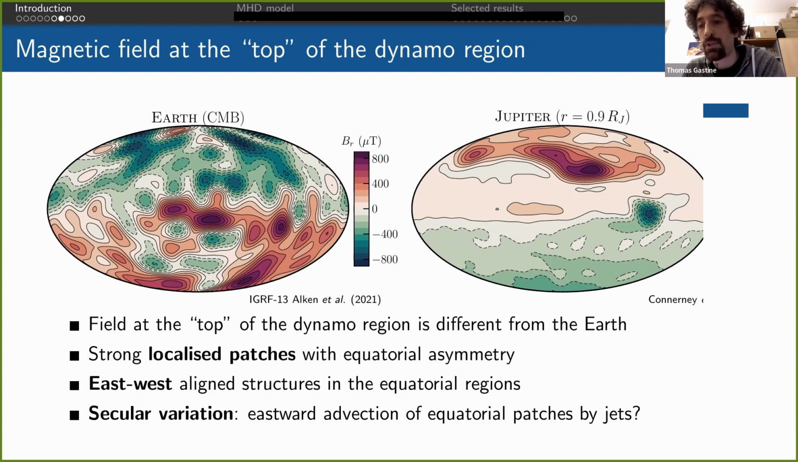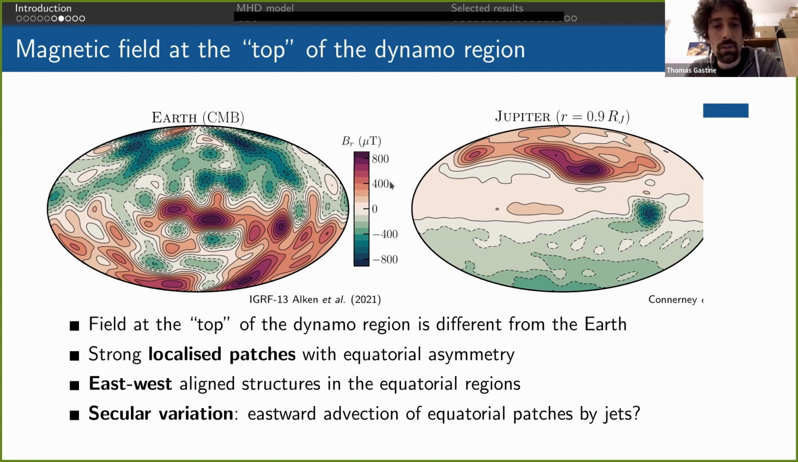So I'll come back to this choice of 10% later on, but what I can say already is that it more or less corresponds to the top of the metallic part of Jupiter where we expect the dynamo action to occur. So if we compare now these two figures, we observe, of course, still a dipolar structure on zeroth order, but on top of that, there are some key differences.